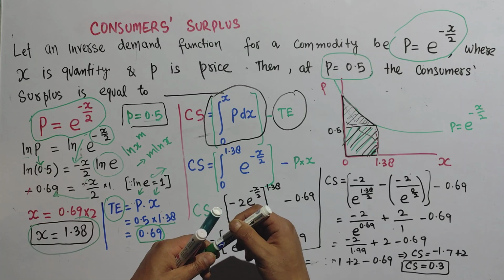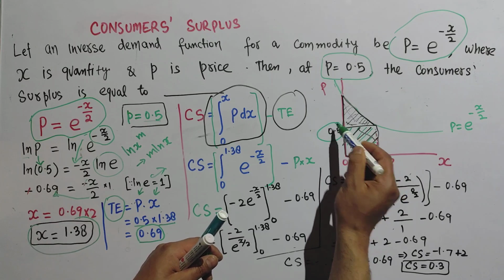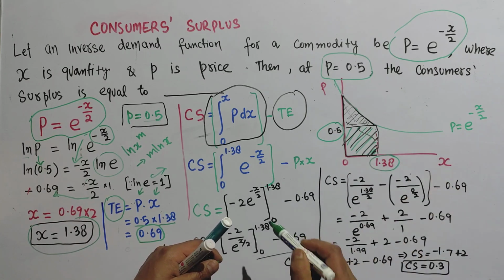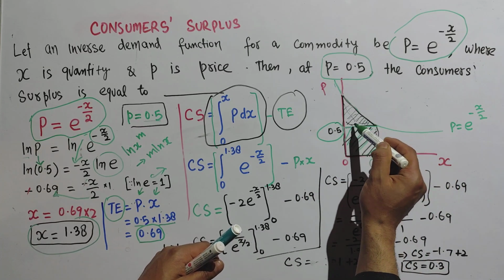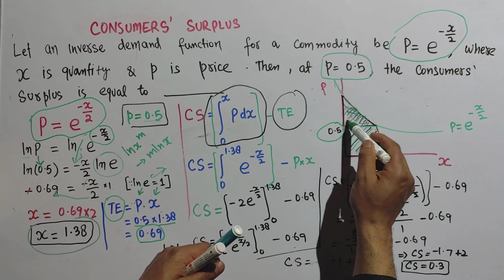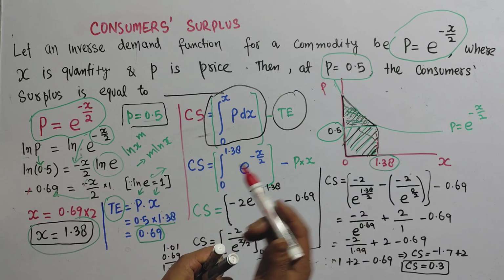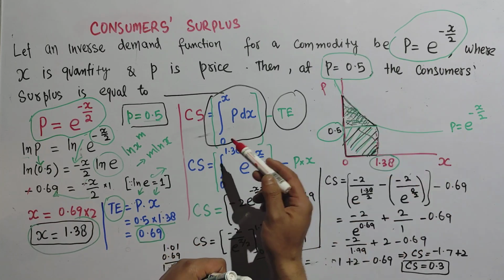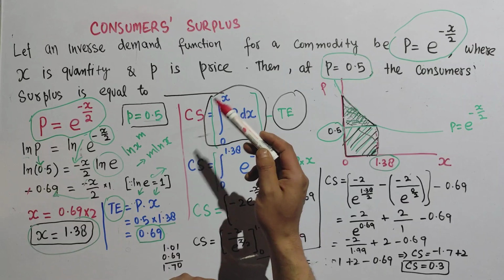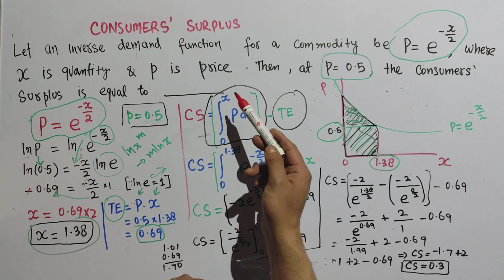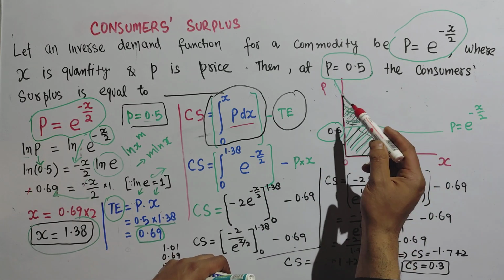Okay, so on the graph, if I draw this demand function, when price was 0.5, quantity demanded is 1.38. This is our total expenditure here, and the consumer surplus is simply the area which is above the equilibrium price and below the demand curve in this case. So consumer surplus will be equal to the area of this whole region, that is the definite integral from 0 to equilibrium quantity, and we integrate the inverse demand function with respect to x. This denotes the area of this whole region.